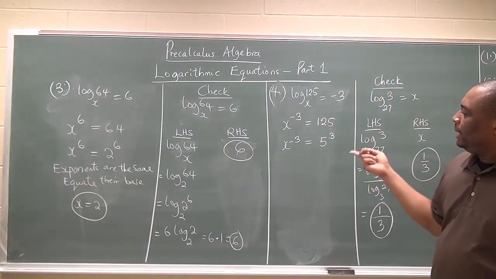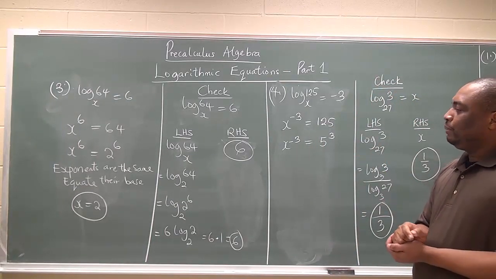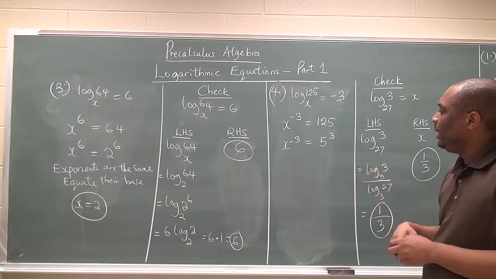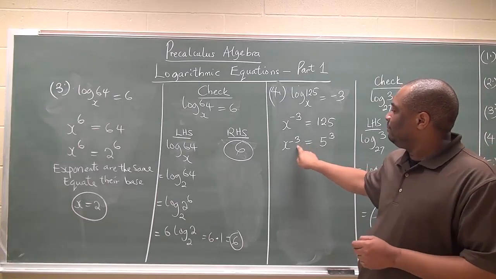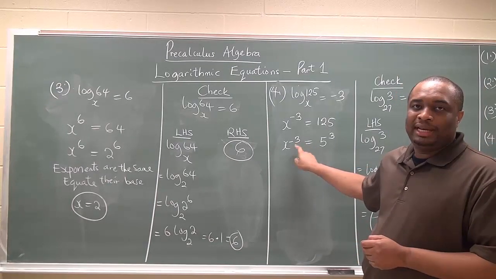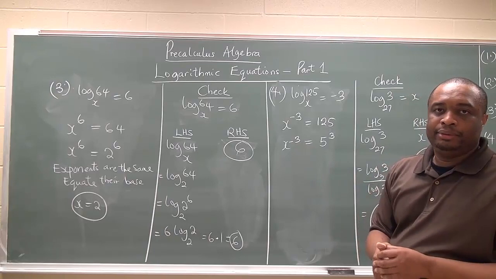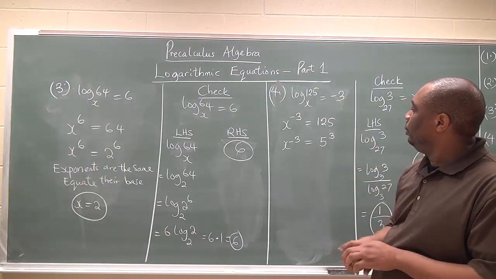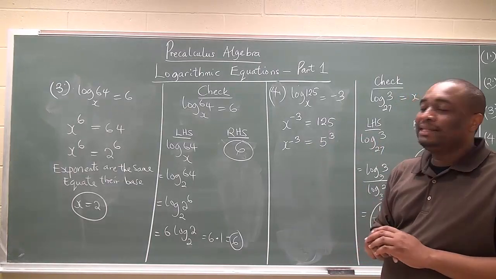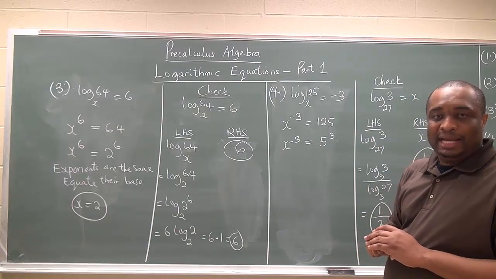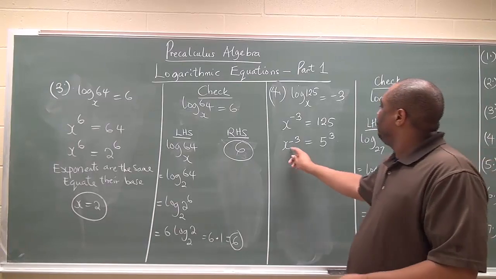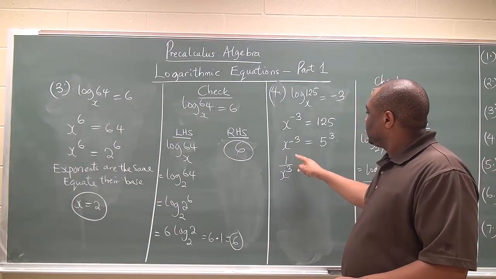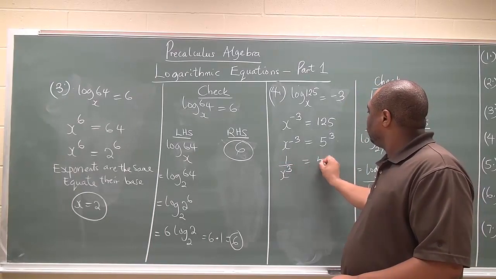So there is a problem here, you see this now. So what do we have to do? Let's work on the left because it has the variable. Now on the right we have 5 cubed, but on the left we have x exponent negative 3. So from the videos I did previously, this is 1 over x cubed equal to 5 cubed.